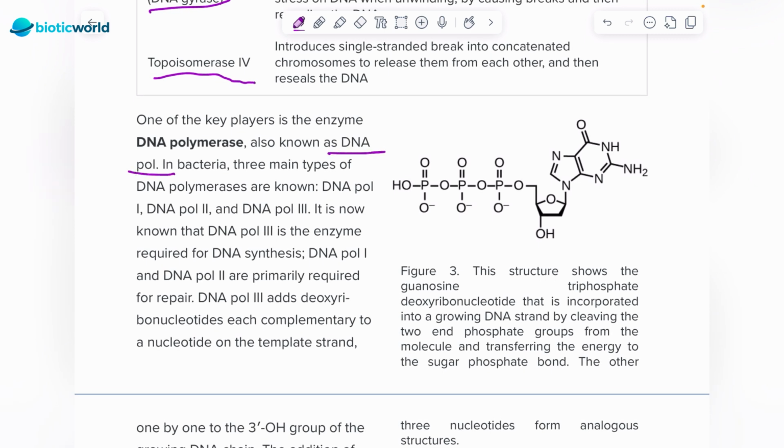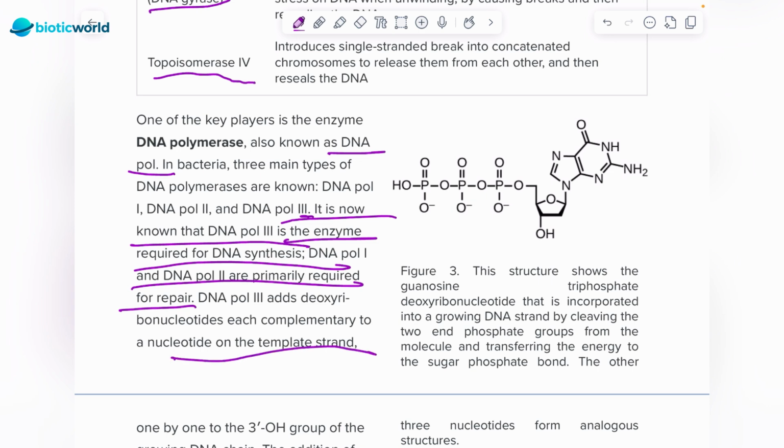In bacteria, three main types of DNA polymerase are known: DNA polymerase 1, 2, and 3. It is now known that DNA polymerase 3 is the enzyme required for DNA synthesis. DNA polymerase 1 and 2 are primarily required for repair. So you have to note this down. This is one of the most important questions because in very competitive exams and also in your classroom exams, you get these questions everywhere. DNA polymerase 3 adds deoxyribonucleotides, each complementary to a nucleotide on the template strand.